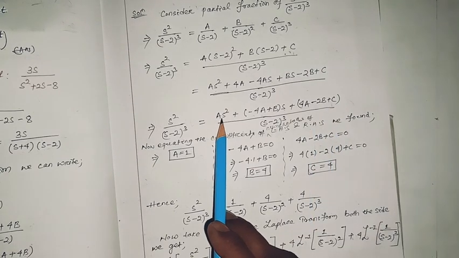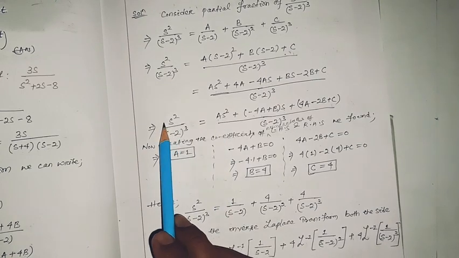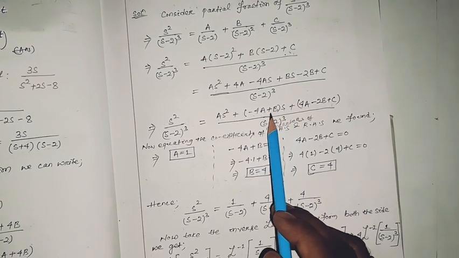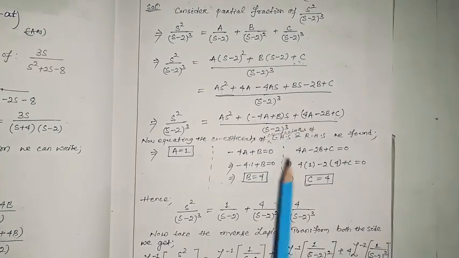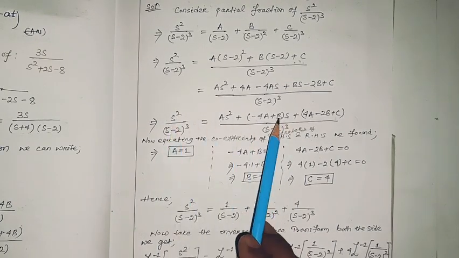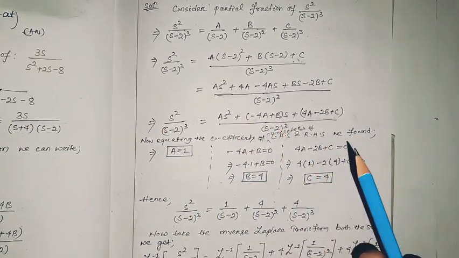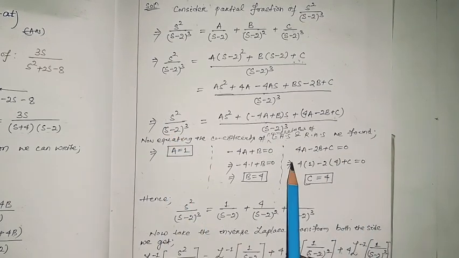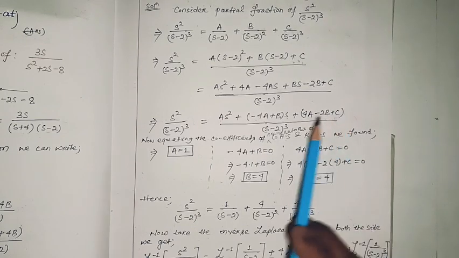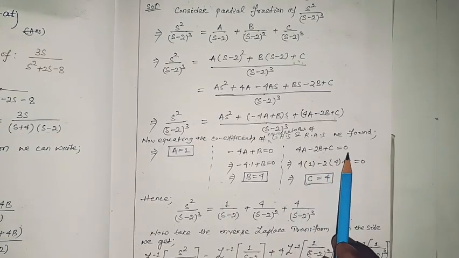So if I compare s square, its coefficient is a, and on the LHS the coefficient is 1, so we can write a equal to 1. Here the s coefficient is 4a plus b. Comparing with the LHS, there is no such term, so the s coefficient will be 0, because that type of term is absent in the numerator of the LHS. And this one is the fully constant term, 4a plus 2b plus c. There is no constant in the numerator of the LHS, so this will be 0.